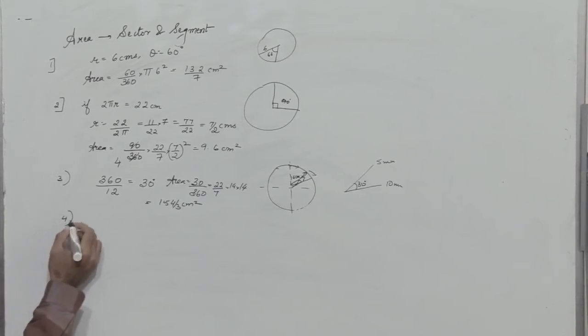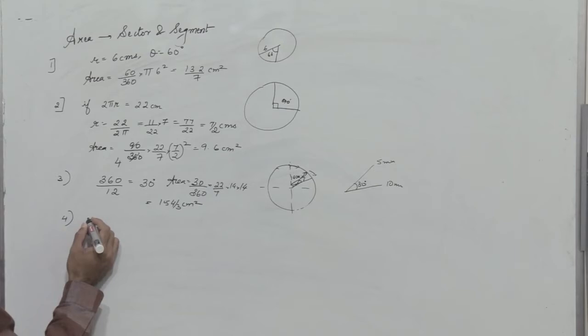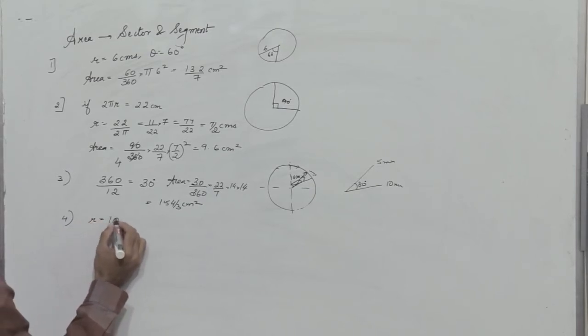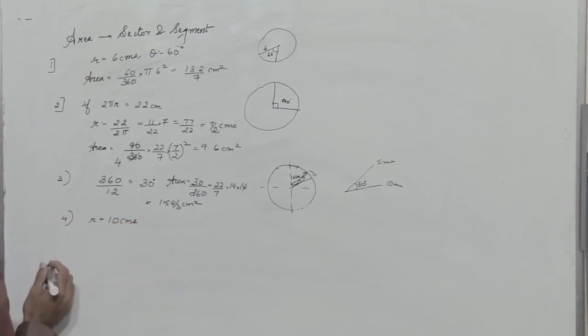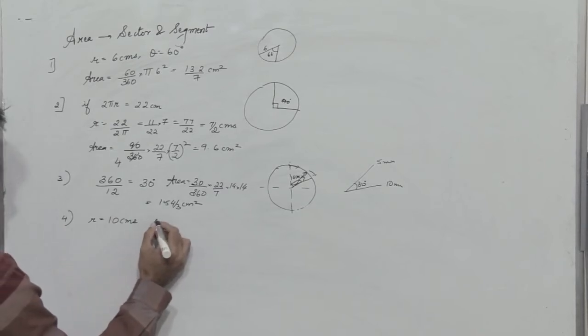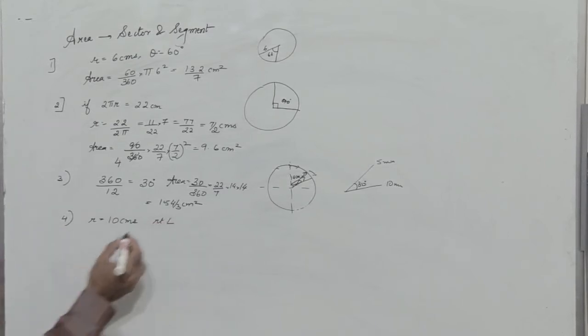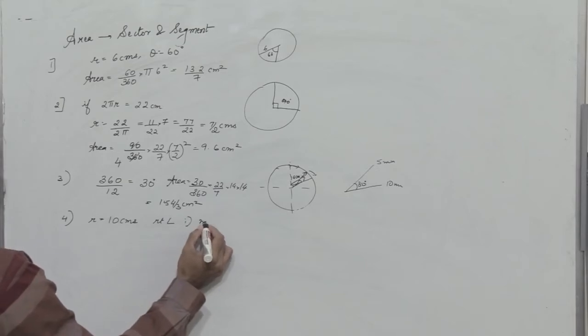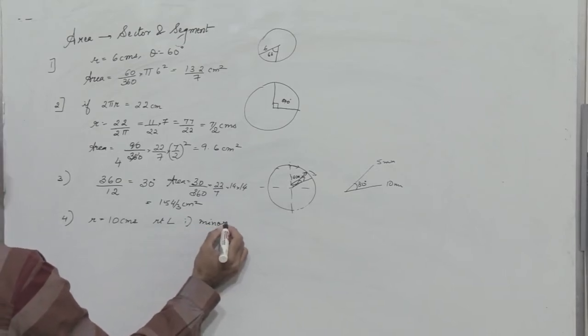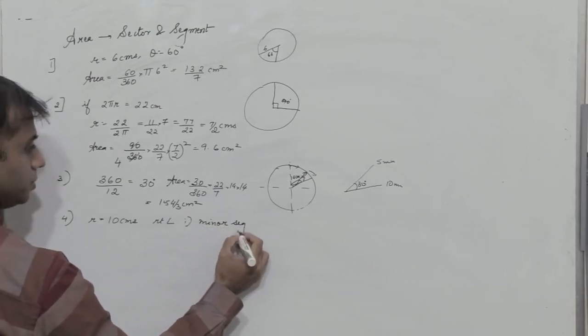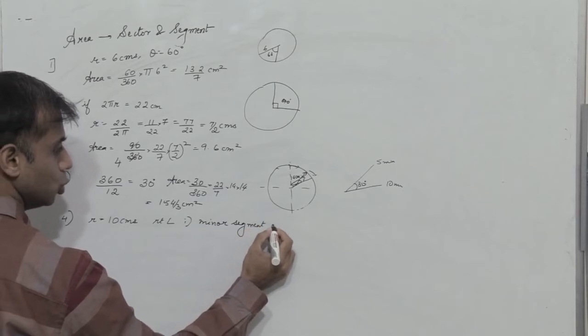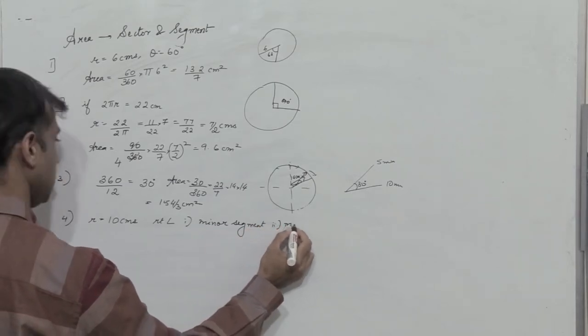Problem 4. A chord of a circle having a radius r equals 10 centimeters subtends a right angle at the center. Find the area of 1, the minor segment, and 2, the major sector.